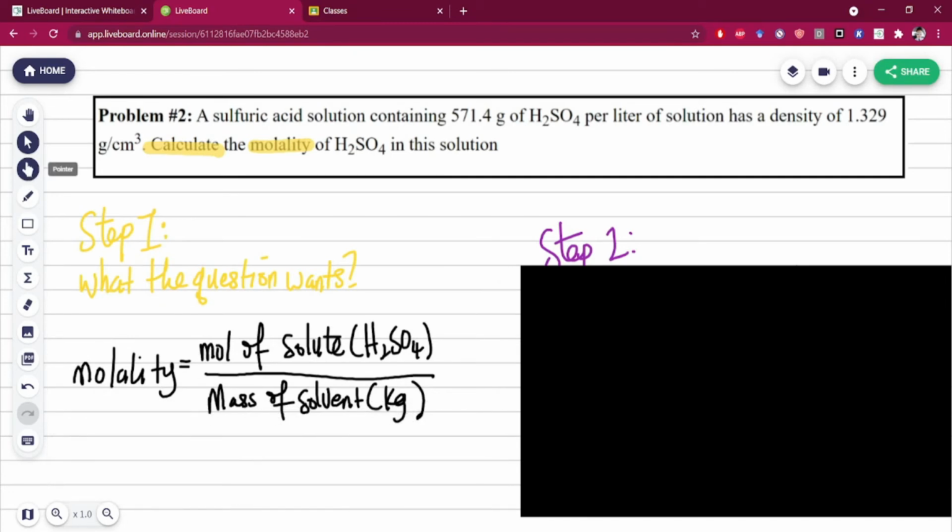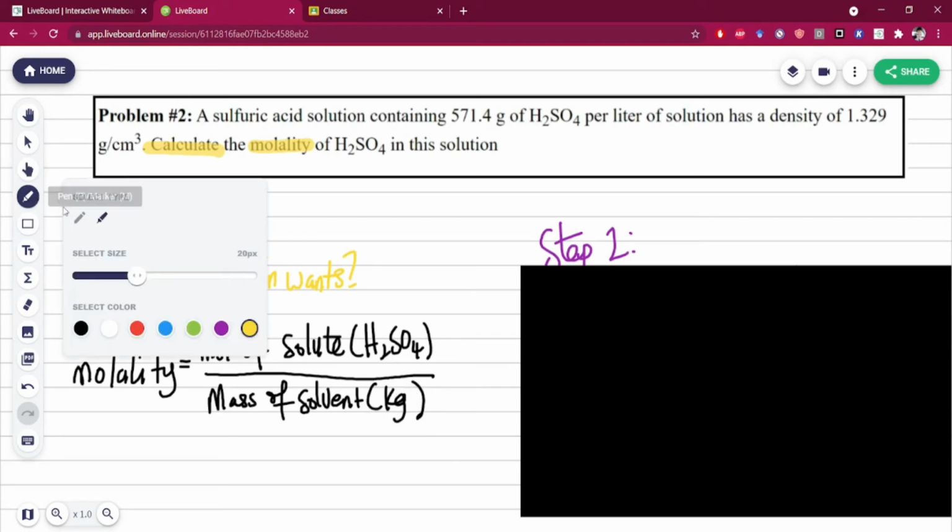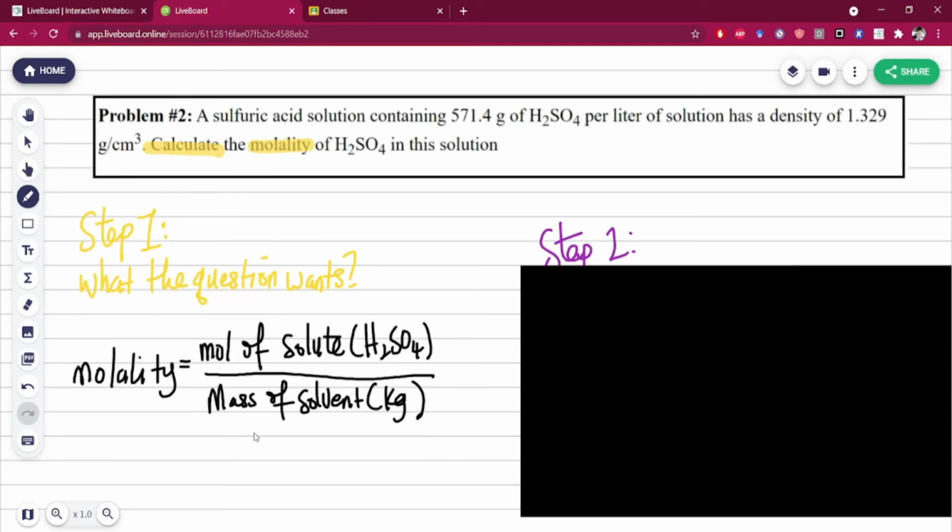So write down the formula or definition of the concentration measurement needed. So molality is defined as the mole of solute. And what is the solute in this question? H2SO4 over mass of solvent in kilograms. Without this kilograms, you are not going to get your one mark. So always remember to write the correct units for your concentration measurement. So you get one mark for the definition.